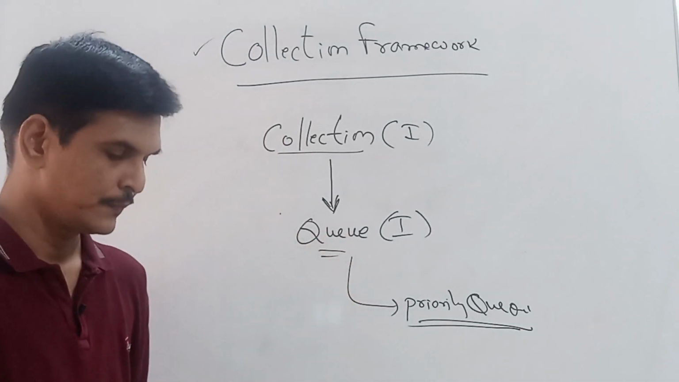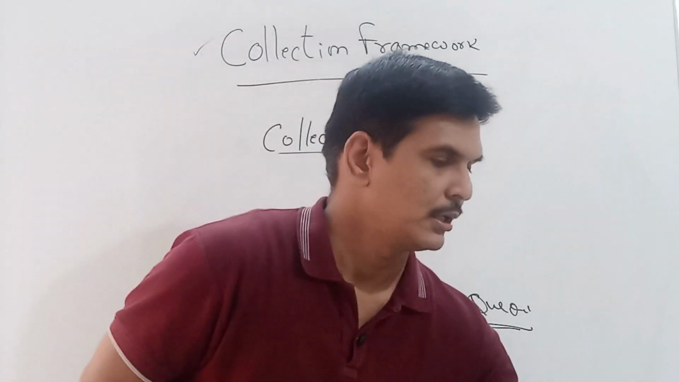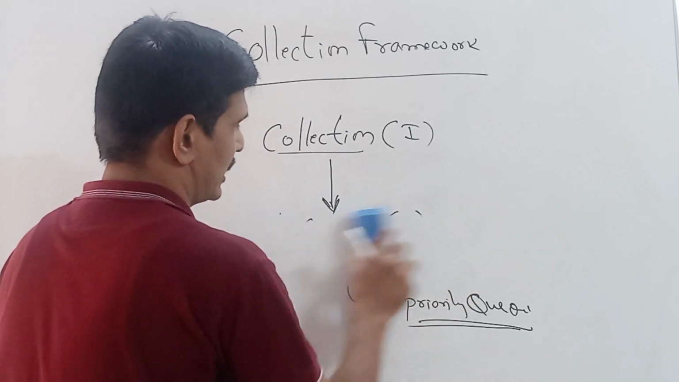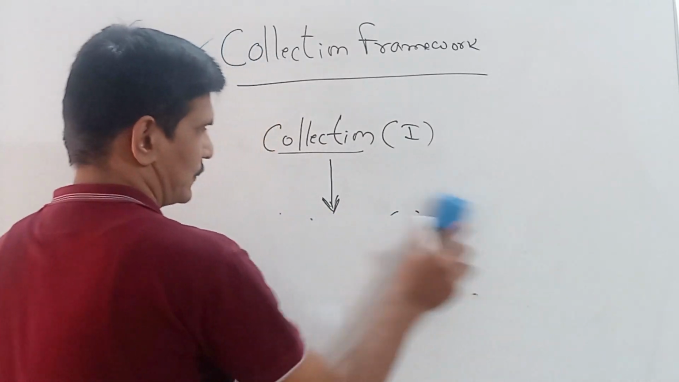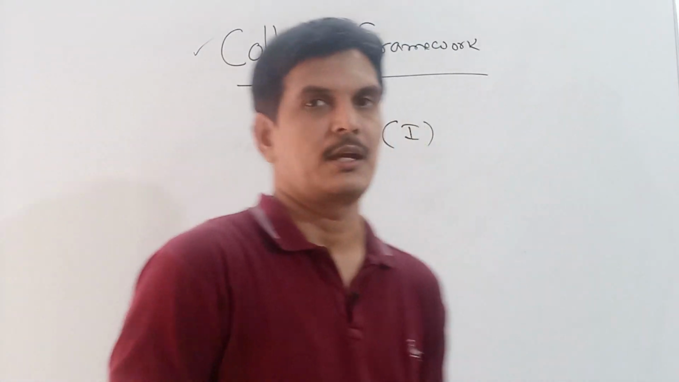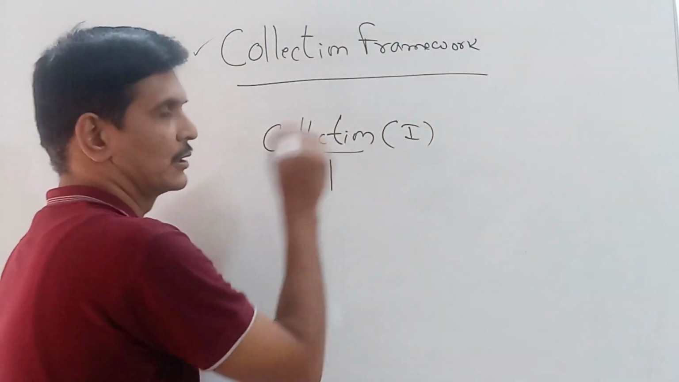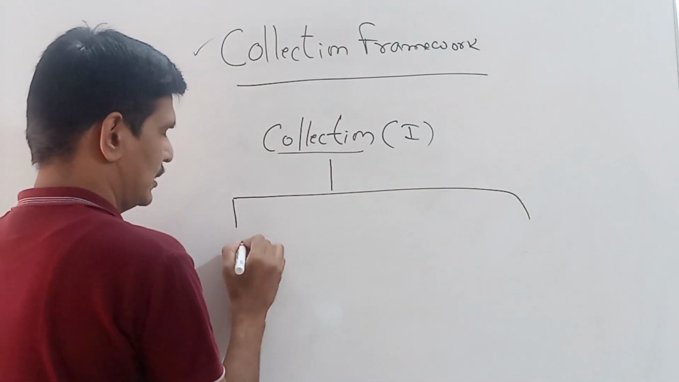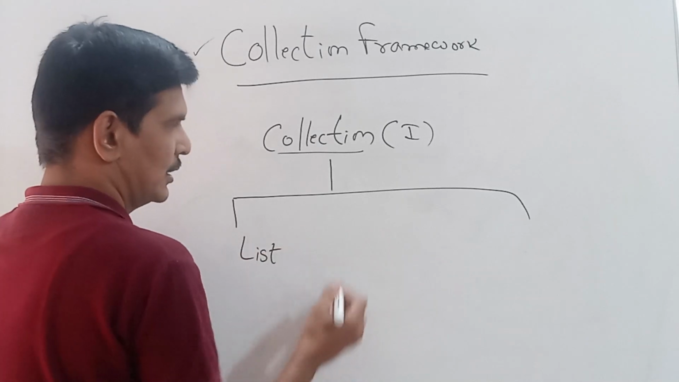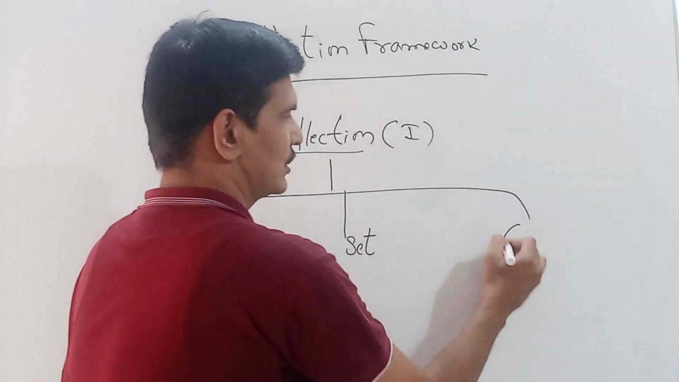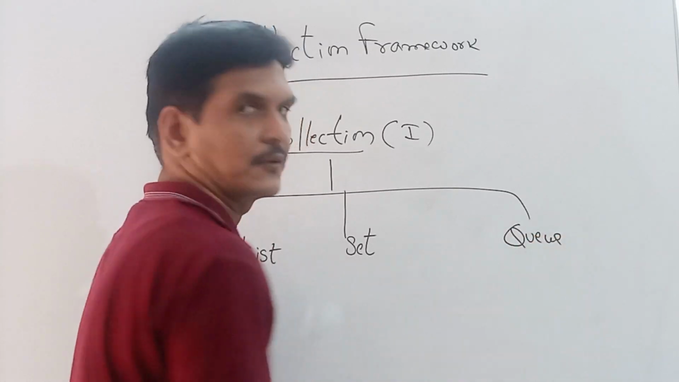Okay, the queue interface. So these are the few interfaces we have in the collection framework. All of them are child interfaces of the collection interface. Now let me summarize the interfaces we have discussed so far which come under the collection interface. The first is the list interface, the second is the set interface, and the third is the queue interface.